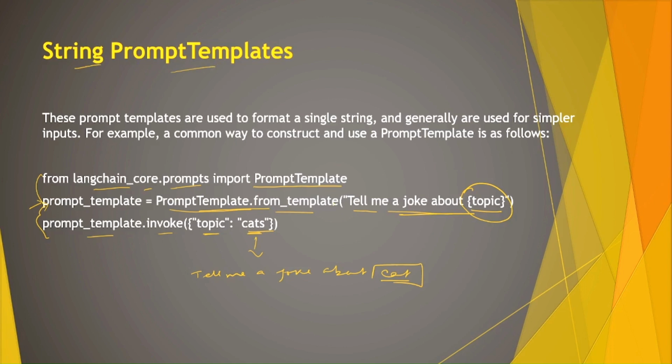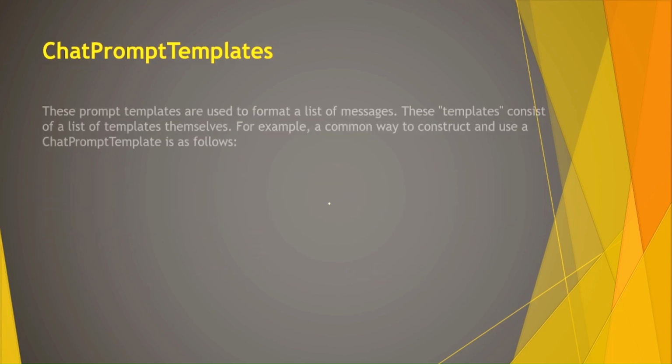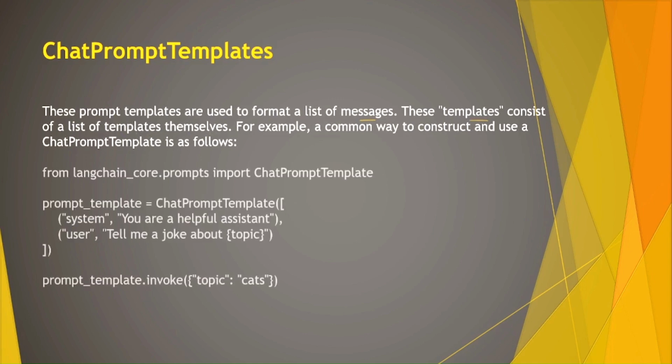So let's go ahead. The second one is ChatPromptTemplate. What is this? These prompt templates are used to format a list of messages. This template consists of a list of templates, and this is one example. In the same way, we import this from langchain_core.prompts. Now in this prompt template, we are mentioning system: you are a helpful assistant. This system means system message, and user means human message. And as user we have: tell me a joke about {topic}, and in the same way you are mentioning topic as cat.